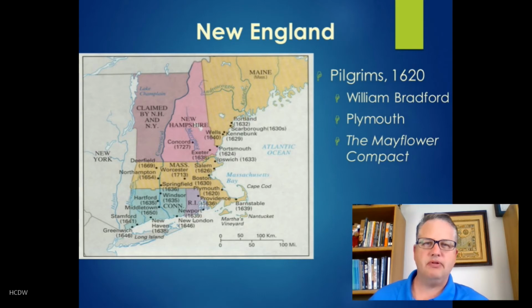Now, life for the Pilgrims was very difficult, especially over that first year. More than half their number perished. But with the assistance of local Indians, chief among them Squanto, they were able to learn some of the Native American techniques of agriculture, and they were able to survive.